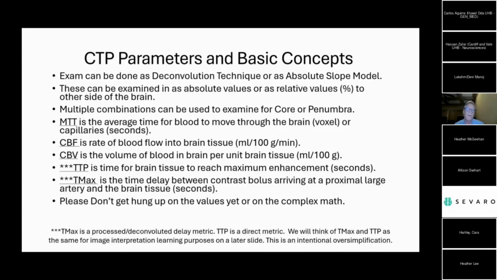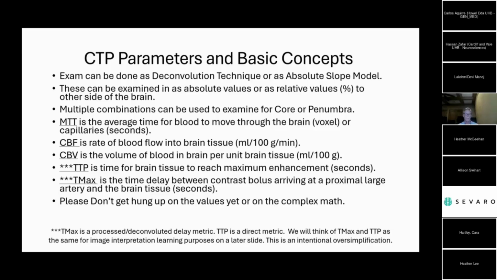The parameters can be evaluated as absolute values. So every parameter has a normal value for gray and white matter, or as relative values where you compare one side of the brain to the other side of the brain. There are multiple combinations of the parameters that can be used to determine core and penumbra. I'm going to show you cases where we use the different parameters to make these determinations.